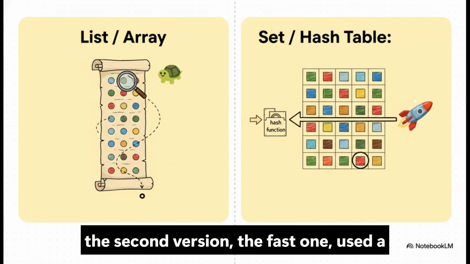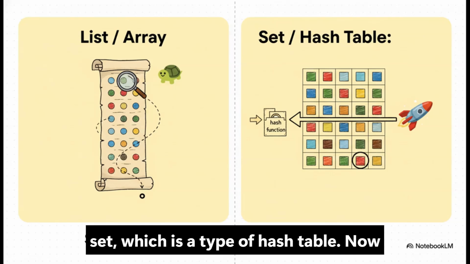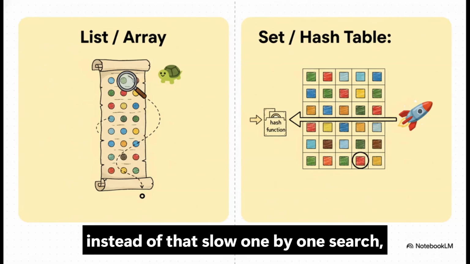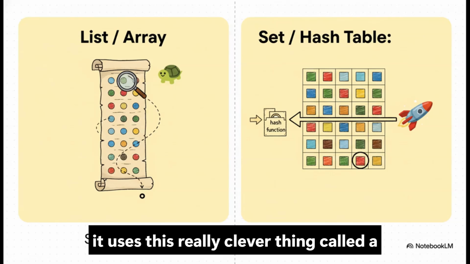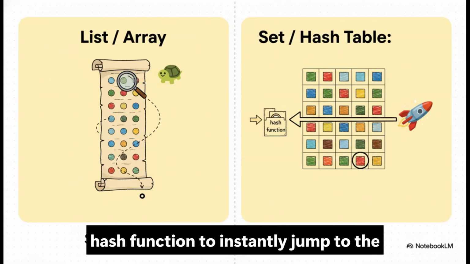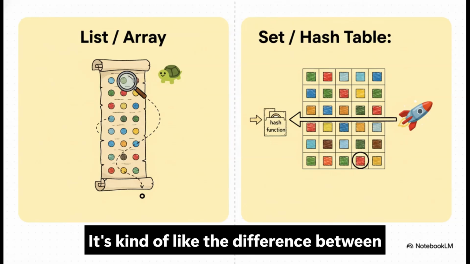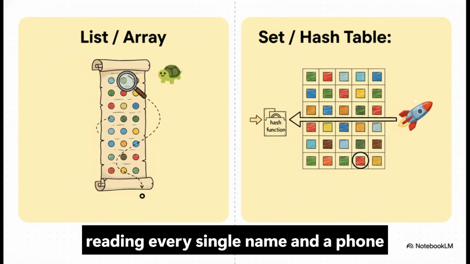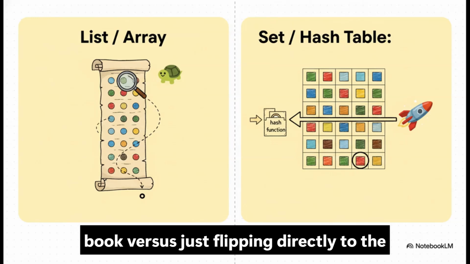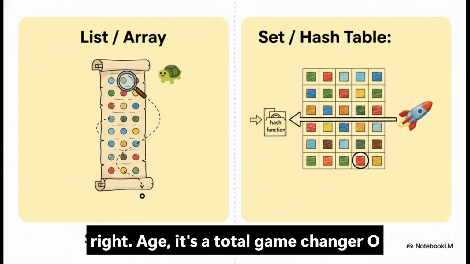But the second version, the fast one, used a set, which is a type of hash table. Now, instead of that slow one-by-one search, it uses this really clever thing called a hash function to instantly jump to the exact location where a word should be. It's kind of like the difference between reading every single name in a phone book versus just flipping directly to the right page. It's a total game changer.